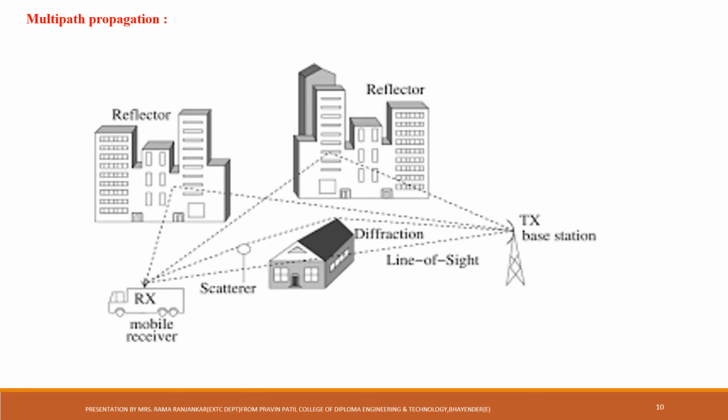So let's see multipath propagation. This is a diagram for multipath propagation. Here one is a mobile receiver, and this receiver is moving around this area. Though it is moving here and there, still it is in connection with the transmitter. So this is called multipath propagation.